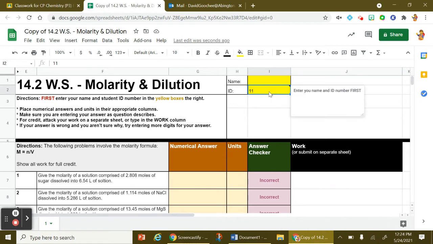Of course, with all of these worksheets, your first job is to input your student ID so that it randomly generates your worksheet. I will tell you my actual ID is 0011. That's my employee ID.